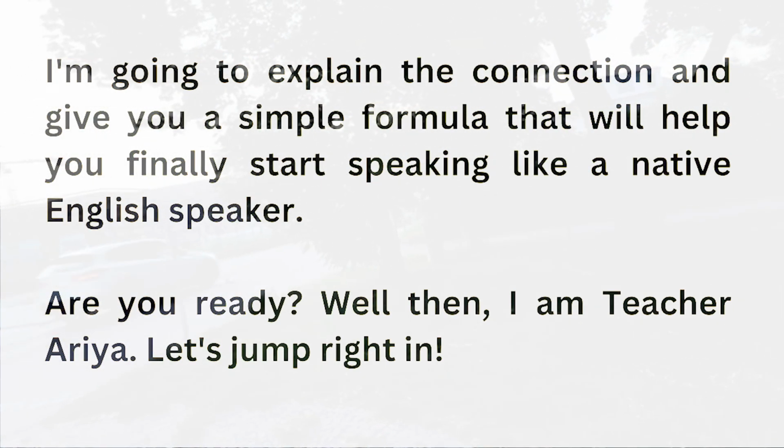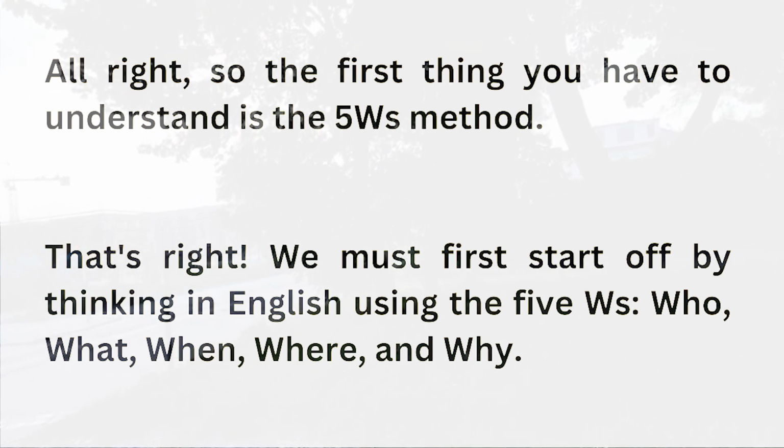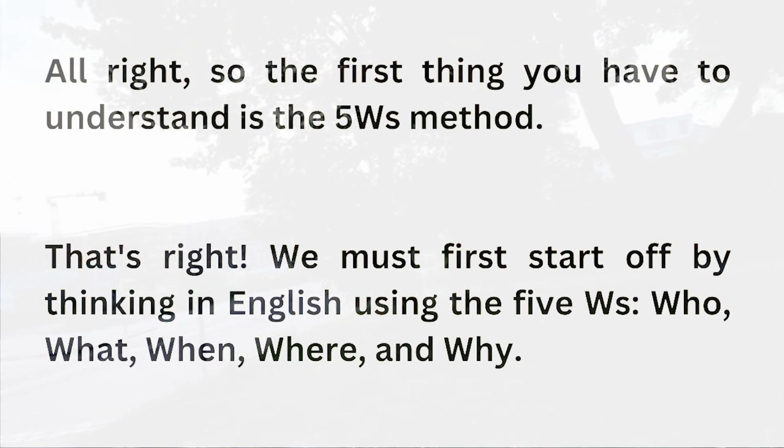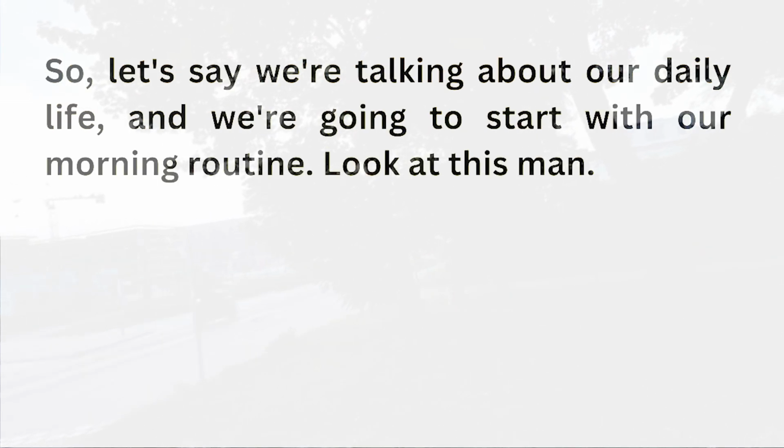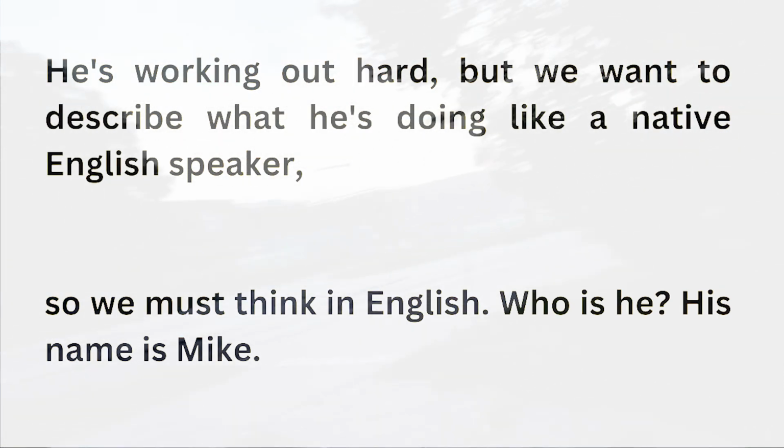Let's jump right in. All right, so the first thing you have to understand is the 5 W's method. That's right. We must first start off by thinking in English using the 5 W's: who, what, when, where, and why. So let's say we're talking about our daily life and we're going to start with our morning routine. Look at this man. He's working out hard, but we want to describe what he's doing like a native English speaker. So we must think in English.